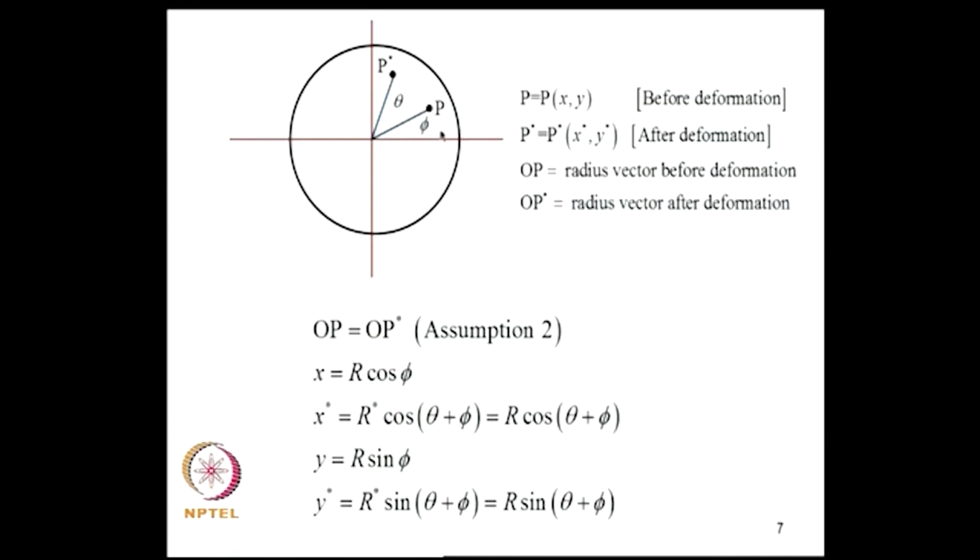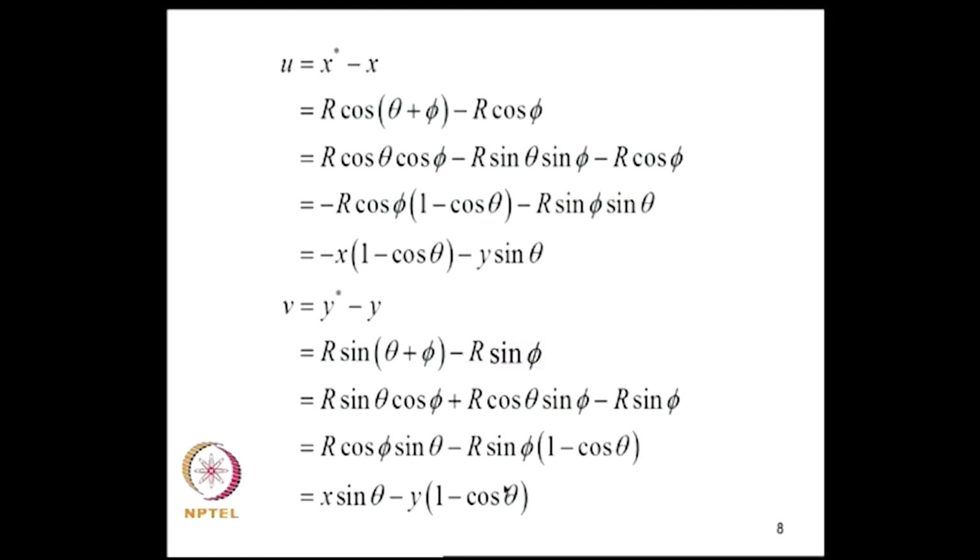Now, by considering the geometry, we can see that x is r cos phi. The position vector of P star has coordinates x star, y star. So, x star is r star cos (theta plus phi). Since r is equal to r star, this is r cos (theta plus phi). Then y is r sin phi. So, y star is r star sin (theta plus phi), but again because of the assumption OP equal to OP star, this is r sin (theta plus phi). Now, we can rewrite this by expanding cos (theta plus phi) and sin (theta plus phi).